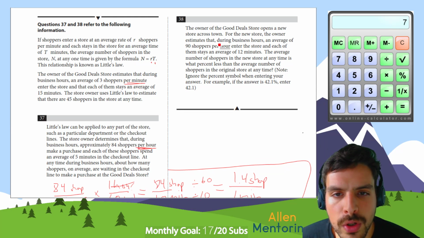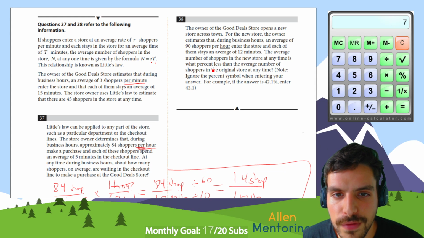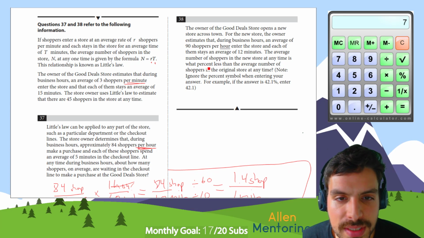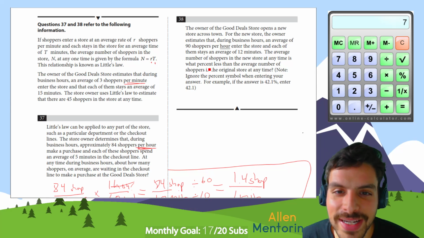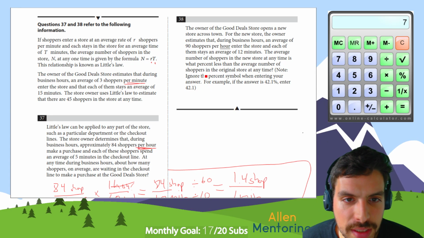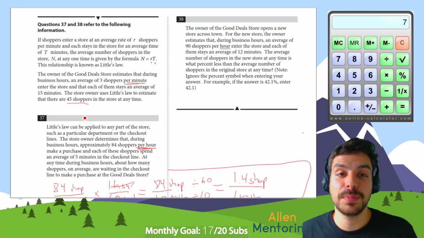The owner of the Good Deal store opens a new store across town. Business is pretty good for Good Deal. For the new store, the owner estimates that during business hours, an average of 90 shoppers per hour enter the store, and each of them stays an average of 12 minutes. The average number of shoppers in the new store at any time is what % less than the average number of shoppers in the original store at any time? Aha. So what we want to do here is find out how many shoppers are in the new store, and then compare it to 45 shoppers, and see how much % less it is.